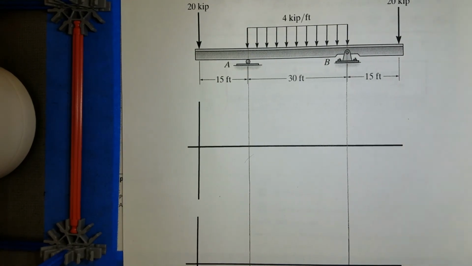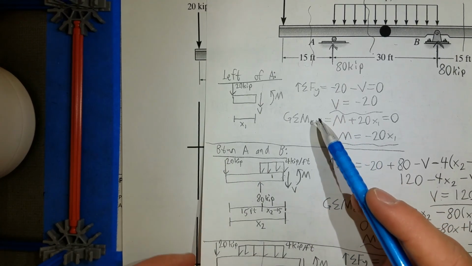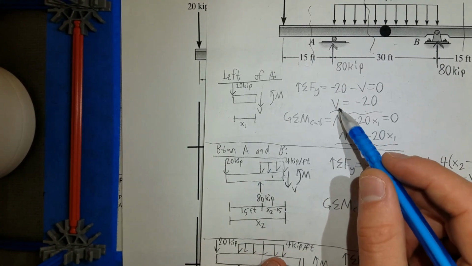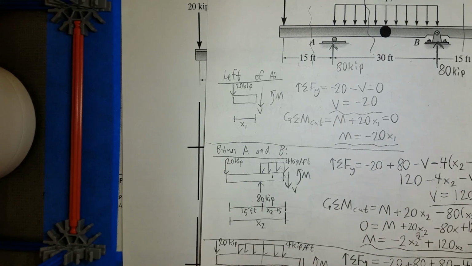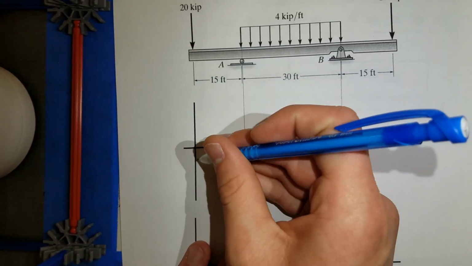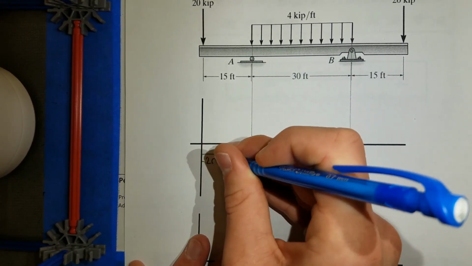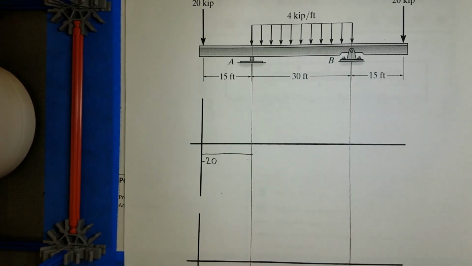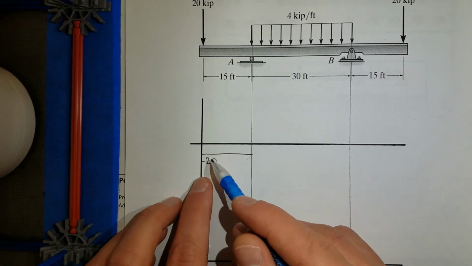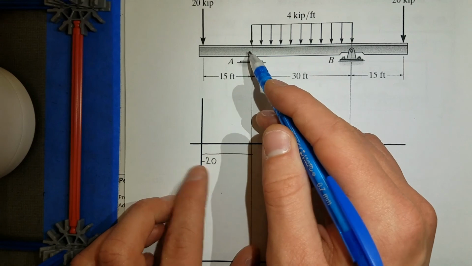So the first thing we're going to want to look at is left of A. And so our formulas for that, we'll start with the shear. Our formula for the shear left of A is just that shear is equal to negative 20. And so we're just going to draw in a line here, negative 20. And this just shows that our shear is going to be consistent through this whole section here.